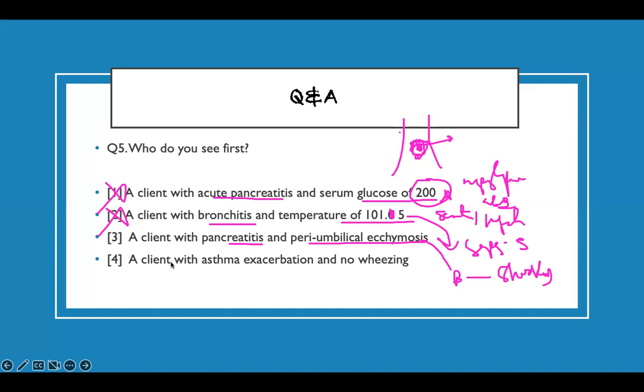Then the last one, a client with asthma exacerbation and no wheezing. This one is a problem. An asthma patient should never stop wheezing. Even if you treat them, before they come in they're wheezing, and when you treat them, they will continue to wheeze. If they stop wheezing, something is wrong. Therefore, for any asthma patient who comes in with asthma exacerbation, stopping wheezing is a problem.